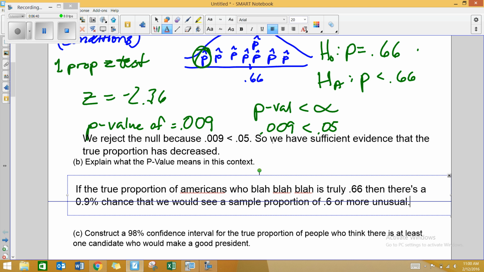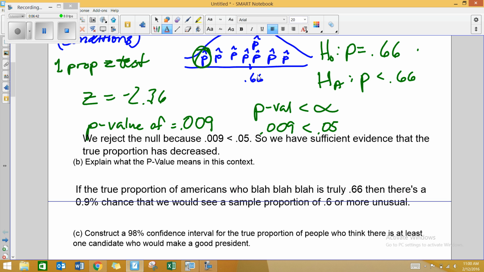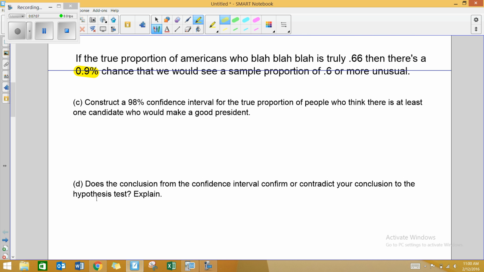Okay, and so that just comes back to our picture. So if this is the true center, 0.66, then the chances of seeing a p-hat that unusual, there's a 0.9% chance. That's a very, very slim odds. Is it possible? Yes, but probable? No. So we reject.